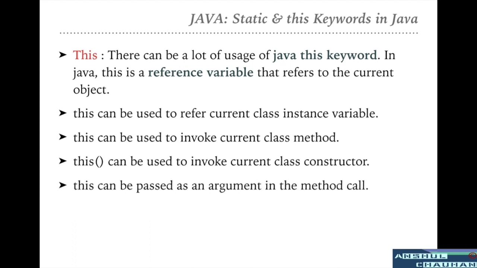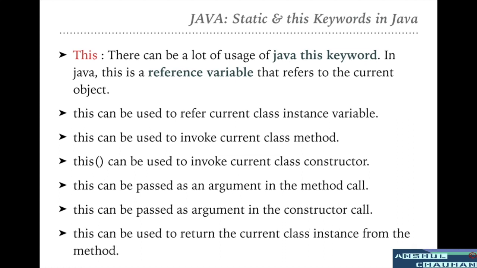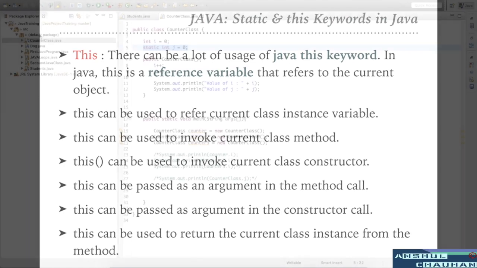This can be passed as an argument in the method call. This can be passed as an argument in the constructor call as well. So we will see this. And the last one is, this can be used to return the current class instance from the method. Now we will see the practical implementation of this.